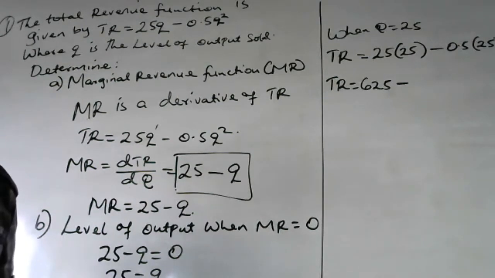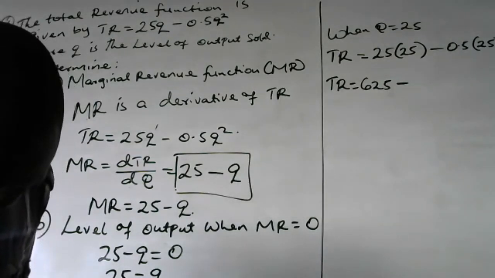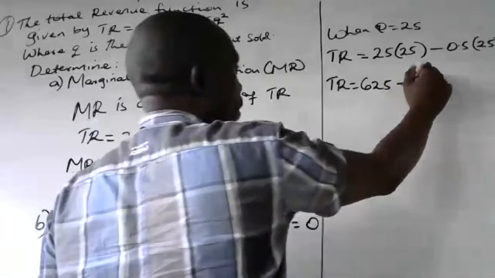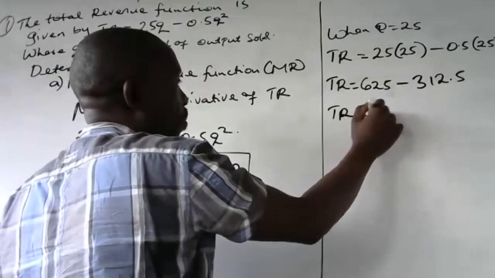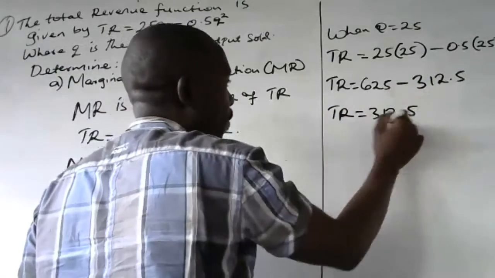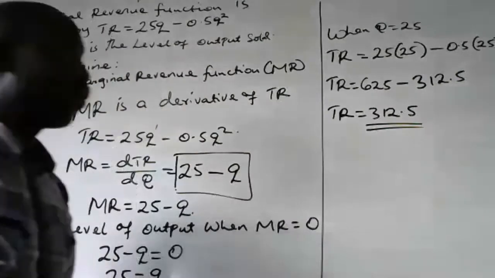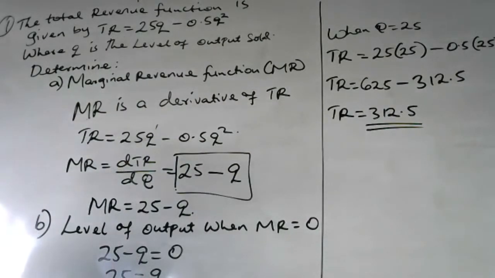625 times 0.5 is 312.5. So you find that the total revenue will be 312.5. That is going to be the total revenue, or the total maximum revenue, for that case. The maximum revenue is going to be that, and that will earn you 10 marks.